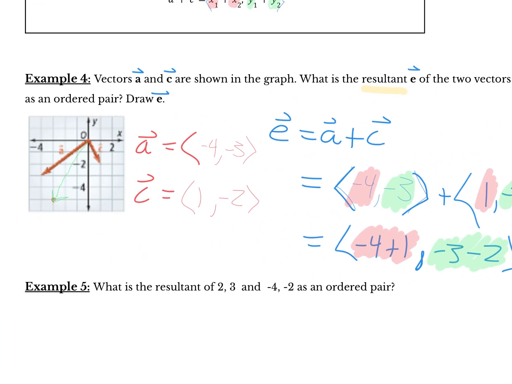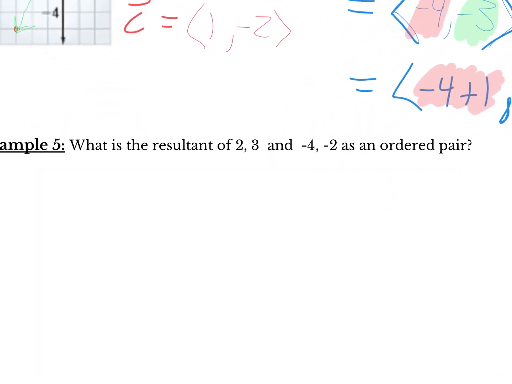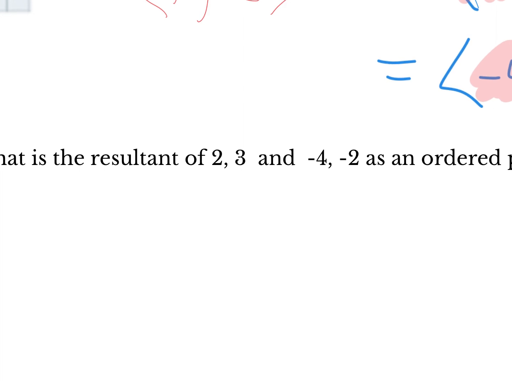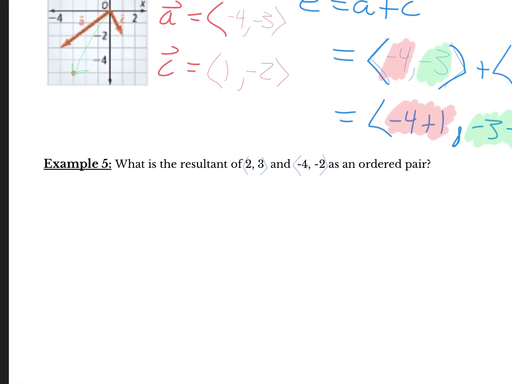It's pretty cool that we can get an accurate graph just by doing some very simple math. Okay, final example. We have two vectors. I'm going to get the labels in here. So vector 2, 3, and vector -4, -2. And we are asked, what is the resultant of these two vectors as an ordered pair?